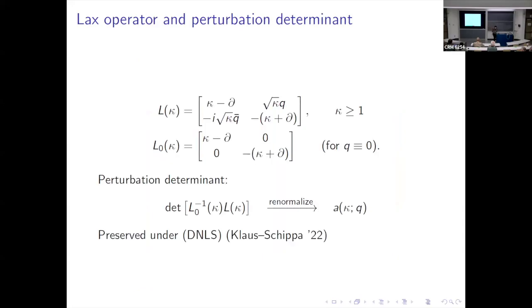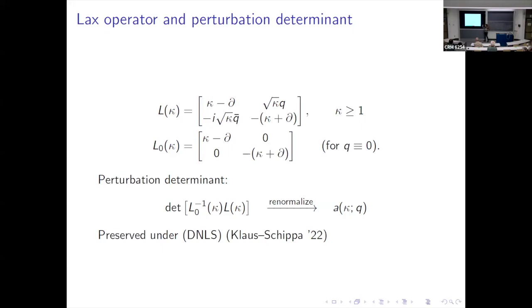Okay, so now, if I have a few more minutes, I want to just quickly give you some idea of the proof. So there was a question for the Lax operator. Here it is. So this is the Lax operator for DNLS, L_kappa, and then L_0_kappa is what I get if I place in there Q equal to 0, right? If I take the 0 potential. Then we can consider the perturbation determinant, which is the determinant of the inverse of L_0 times L. That gives us an object. It's well defined. We can also renormalize it to get this quantity A_kappa(Q).